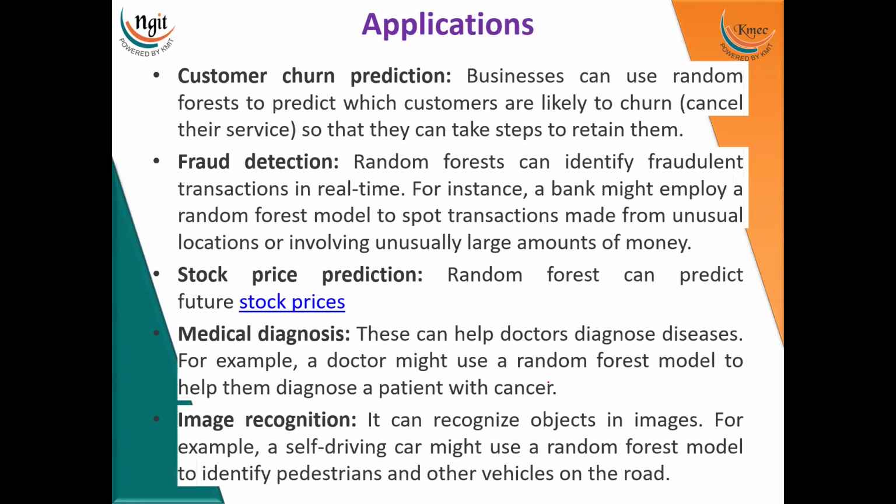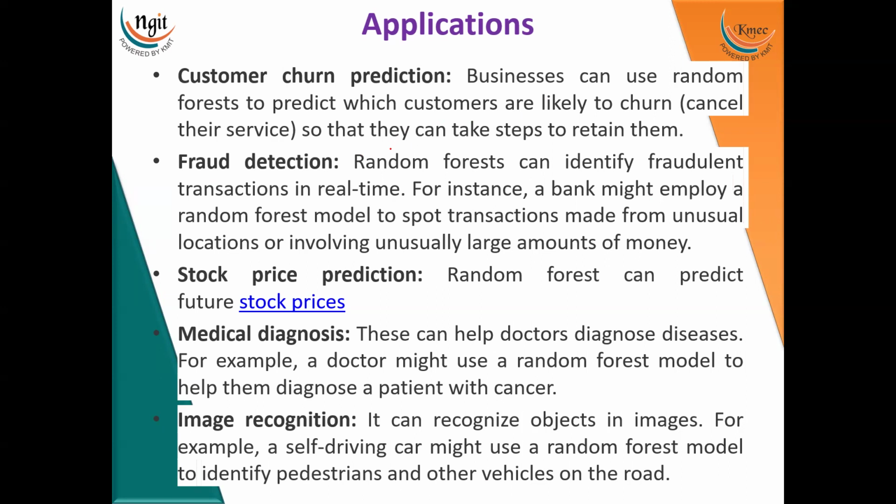Coming to the real-time applications where we are going to use random forest, the very first one is customer churn prediction. Business people can use random forest to predict which customers are likely to churn, that is, trying to cancel their service, so that they can take steps to retain them. Next, fraud detection. A bank might employ a random forest model to spot transactions from unusual locations or for large amounts of money, where we are going to detect some of the frauds. And the next one is stock price prediction.